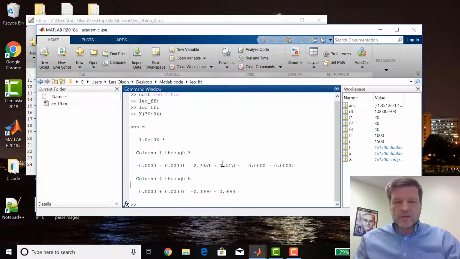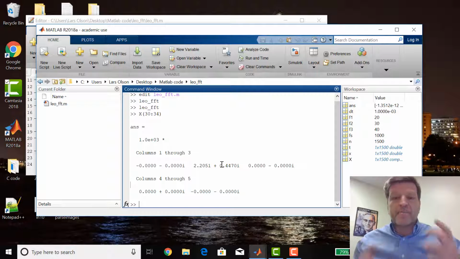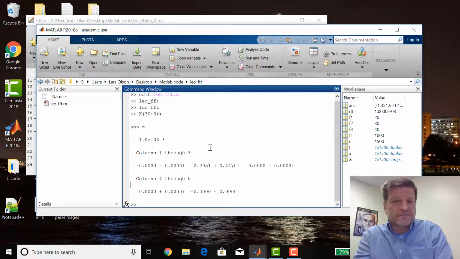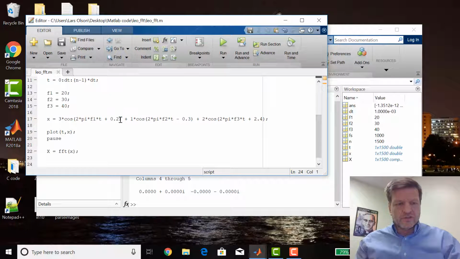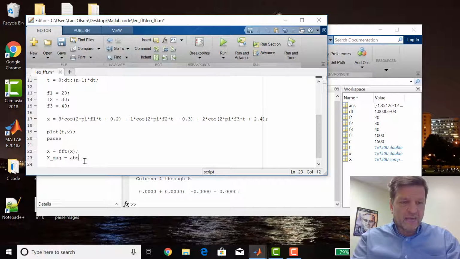So first off, we don't want to look at it in the complex domain. We just want to look at the magnitude of the signal, right? The phase of the signal, you're going to look at magnitude and phase in signals and systems classes, so I'm not going to get into too much detail. I'm only going to look at the magnitude here. The way to get the magnitude of a Fourier transformed signal is to say X mag equals the absolute value of X.